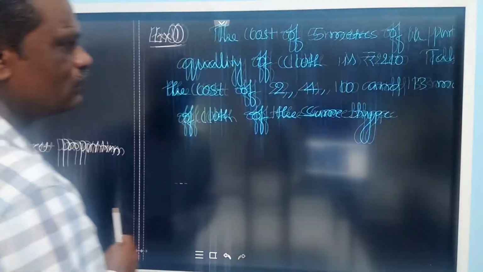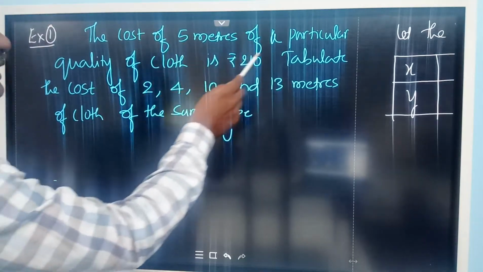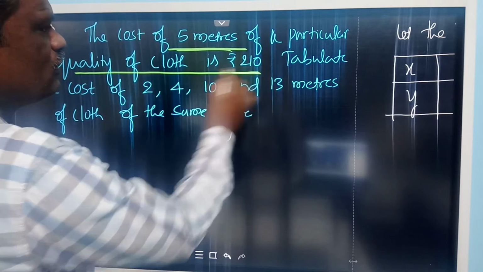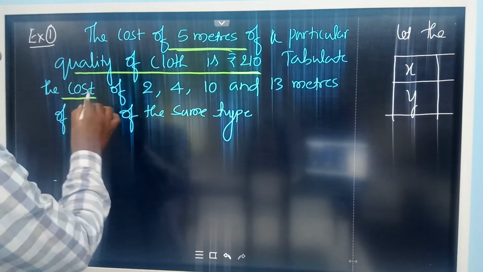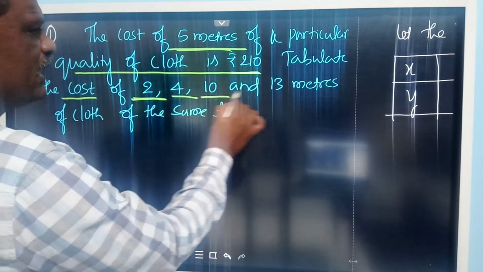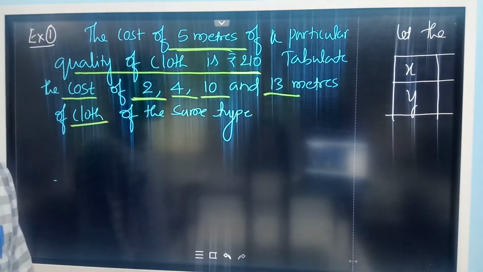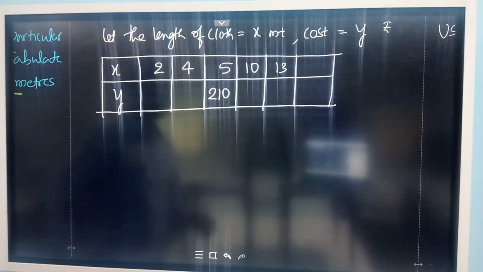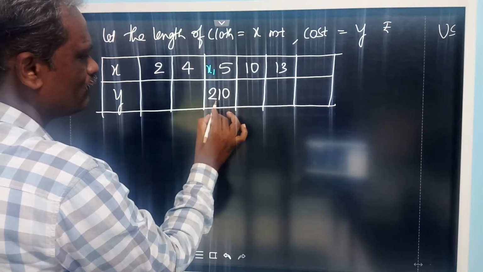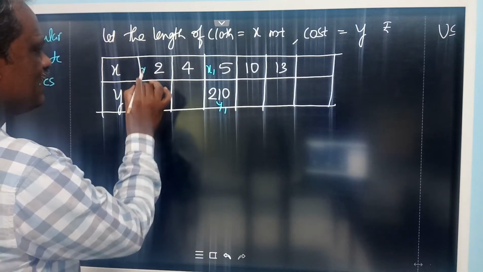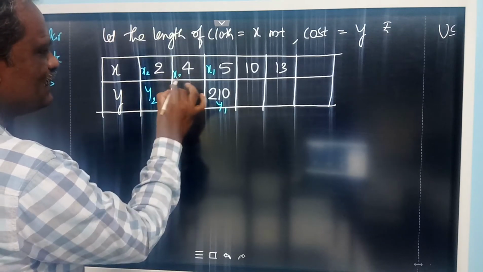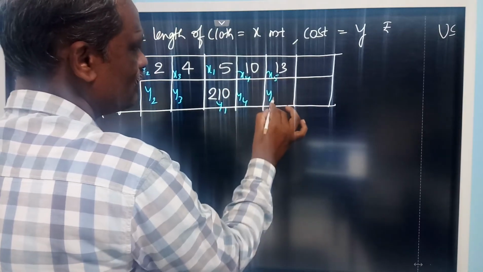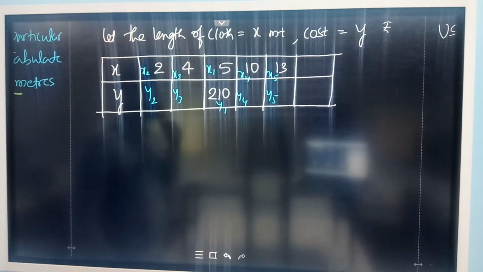Okay. Now look at this. The cost of 5 meters of a particular quality of cloth is rupees 210. Tabulate the cost of 2, 4, 10, and 13 meters of cloth. You have to enter it in a table using the same property. I will take this as x1, y1, this as x2, y2, this as x3, y3, x4, y4, x5, y5. Find out all the values here.